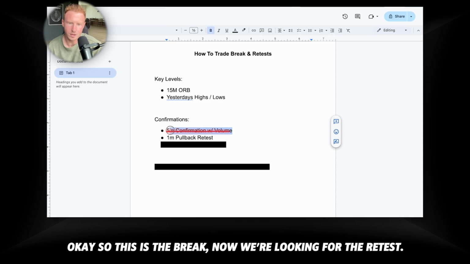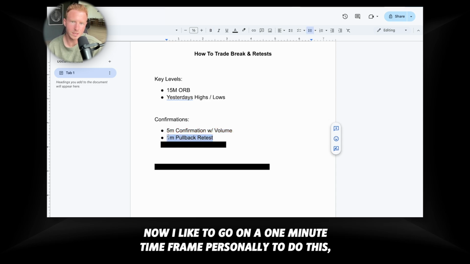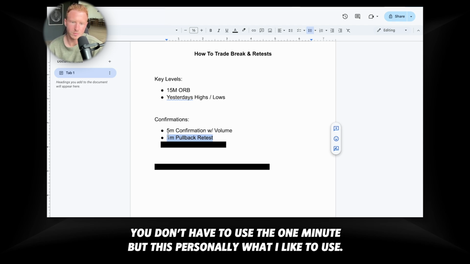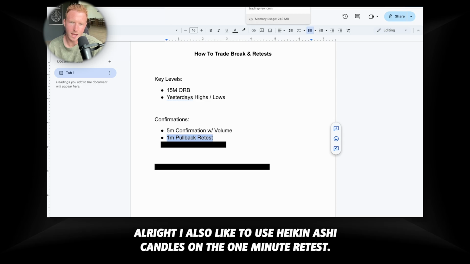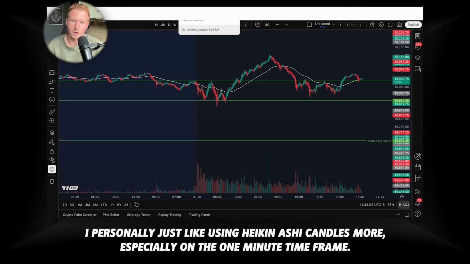Okay, so this is the break. Now we're looking for the retest. Now I like to go on a 1-minute time frame personally to do this. You don't have to use a 1 minute, but this is personally what I like to use. I also like to use Heikin-Ashi candles on the 1-minute retest. I personally just like using Heikin-Ashi candles more, especially on the 1-minute time frame.